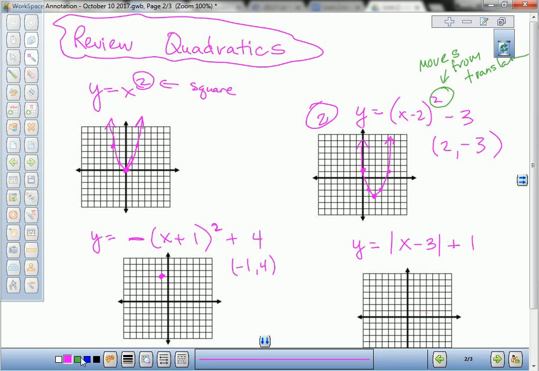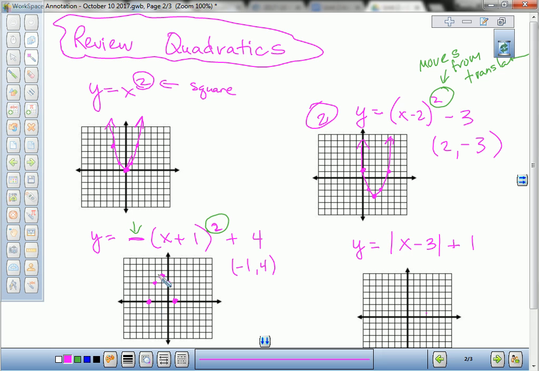Now, every time I look, what's going on with my x? Oh, this one's being squared. So I square. 1 squared, 1. 2 squared, 4. But this has a negative out front. What does the negative out in front do to a function? It flips it down, doesn't it? So instead of going over 1 and up 1, I'm going to go over 1 and down 1. Instead of over 2 and up 4, I'm going to go over 2 and down 4.